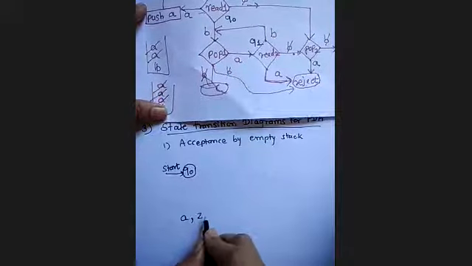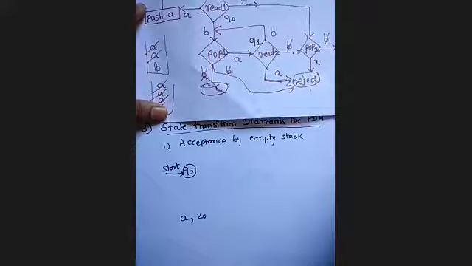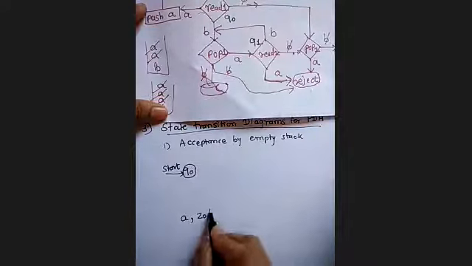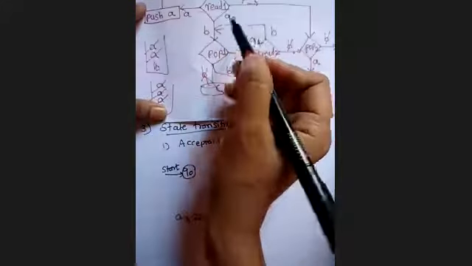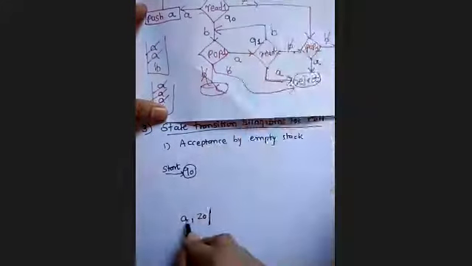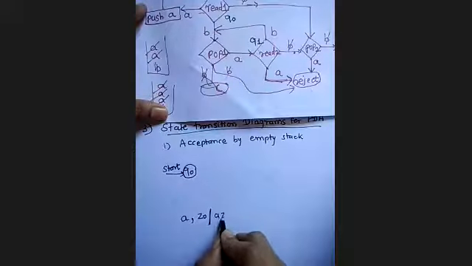Let the stack top symbol be Z0 initially; it may be a blank character, as we know. A indicates the current input symbol. Z0 indicates the stack top symbol, then slash. What do you have to write? The stack contents after the transition. In this case we are considering A to the power n, B to the power n. Here we know we have to push the A symbol till we get the B. So this A will be pushed on the top of the stack, and this is after the transition. So this is the stack content.